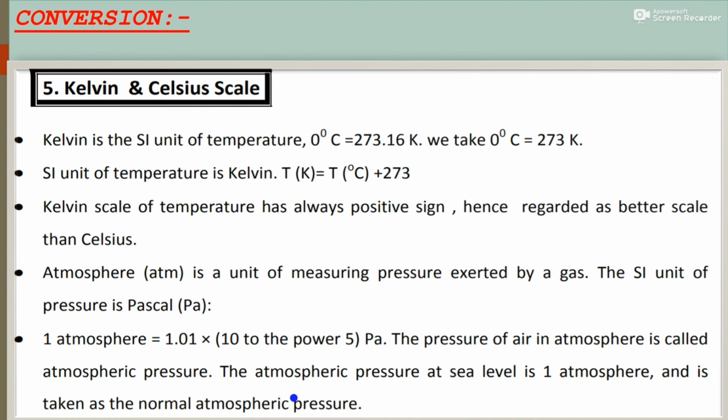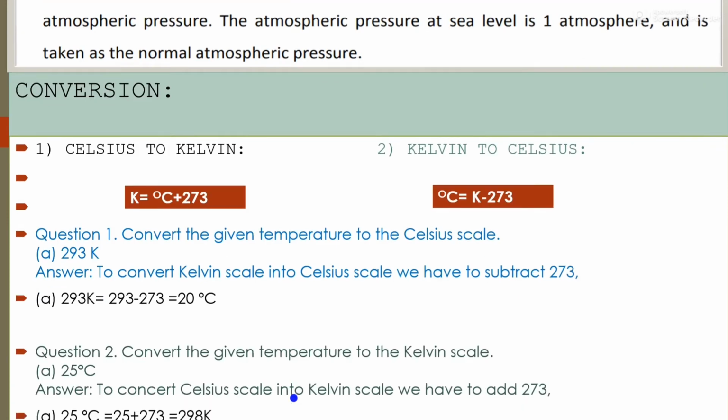Atmosphere, ATM, is a unit of measuring pressure exerted by a gas. The SI unit of pressure is Pascal. 1 atmosphere is equal to 1.01 multiplied by 10 to the power 5 Pascal. The pressure of air in the atmosphere is called atmospheric pressure. The atmospheric pressure at sea level is 1 atmosphere, and this is the normal atmospheric pressure.